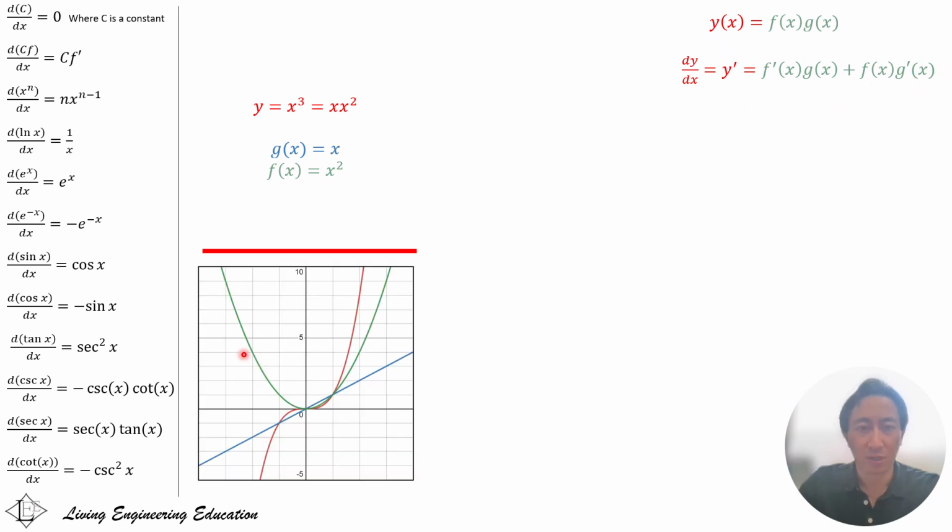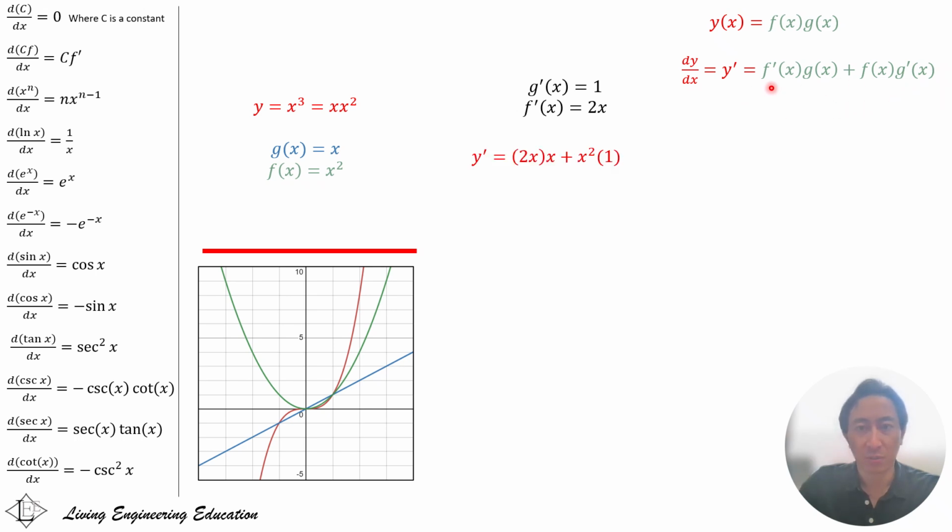So graphically, x cubed is shown in red here. Then we have our two components, x squared and x multiplied together to give us the x cubed. All right, so the next thing we're going to do is take the derivative of both g and f. So the derivative of x is just 1, the derivative of x squared is 2x. We see that from the polynomial rule. All right, so now we just build our derivative using this formula.